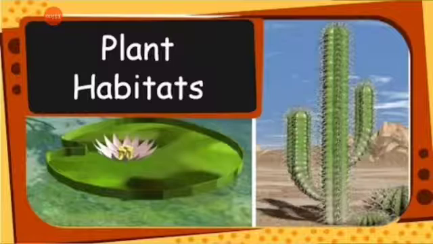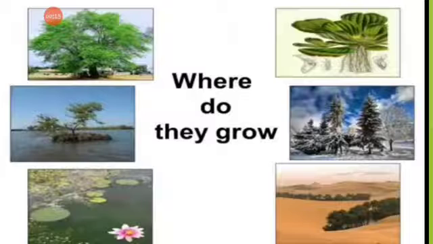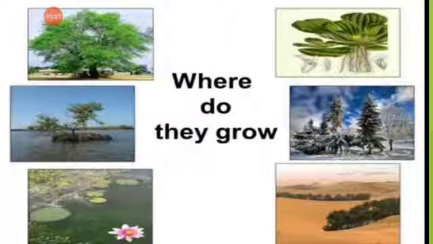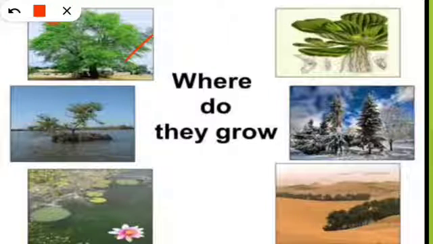Today we are going to learn about plant habitats. Children, why do trees that grow in different places look so different? Plants grow almost everywhere on the earth. We can see plants in plain regions, hills, deserts, and also in and under the water.